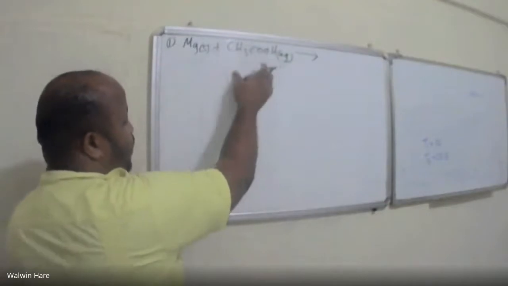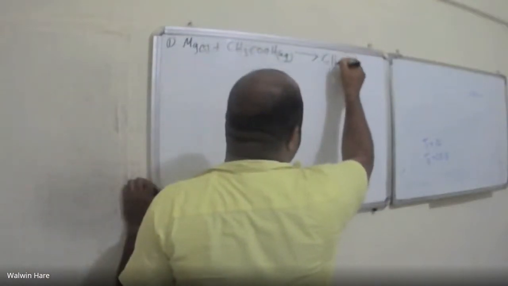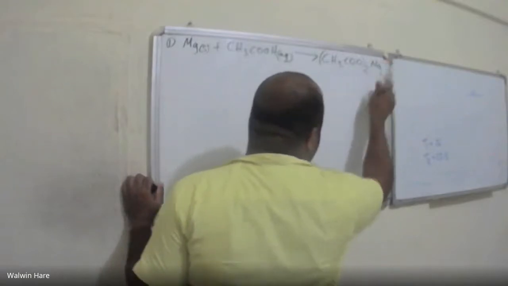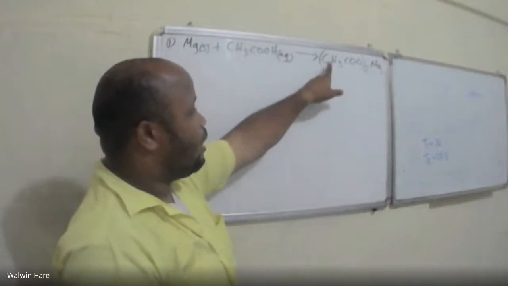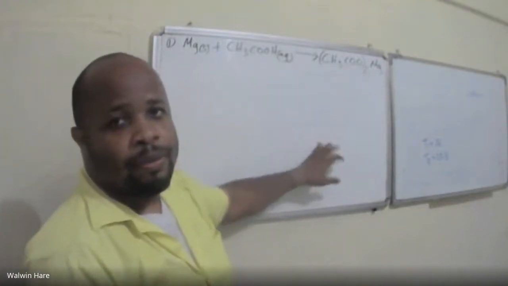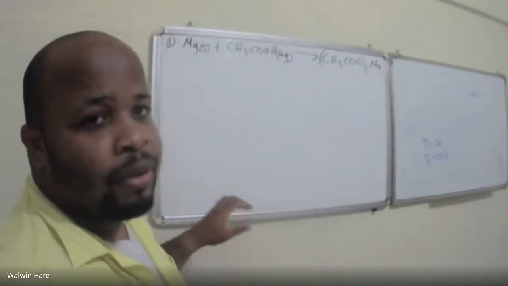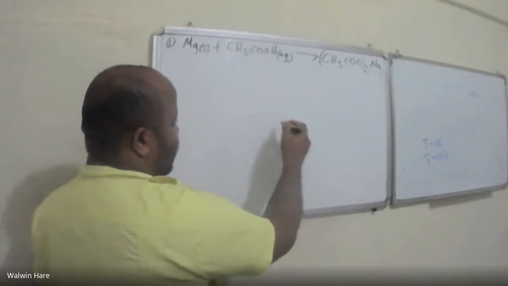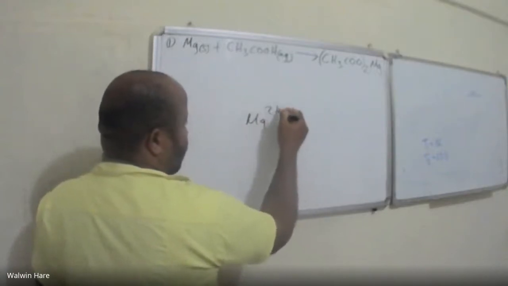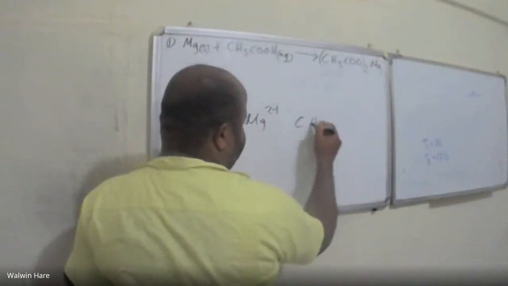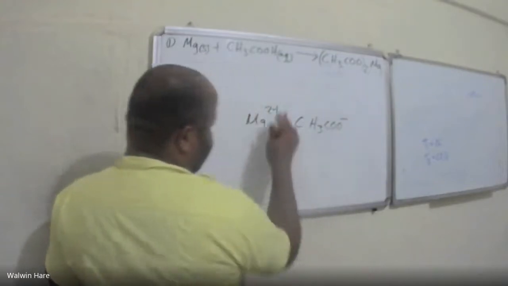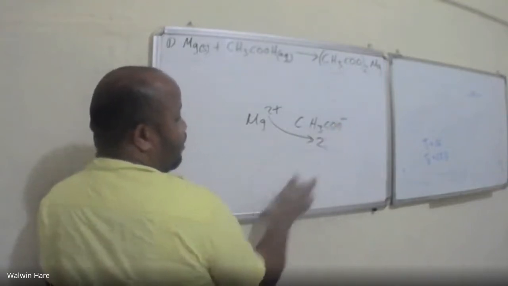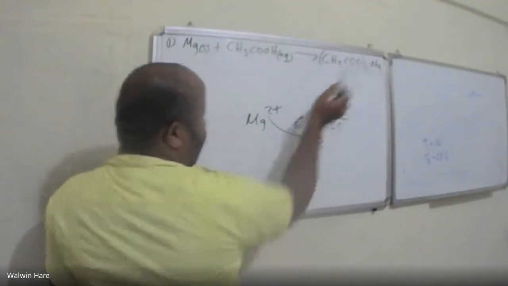So magnesium reacts with ethanoic acid. You're going to get, let me just do this. Remember, last week I explained. Anybody remember why I put this in a bracket and the 2 outside? Because of the charge. So the magnesium charge is Mg 2 plus, and the ethanoate ion is CH3COO minus. So we know that the 2 would come here. So we have 2 ethanoate ions. So that is where we have to put it in a bracket and the 2 outside. All right?